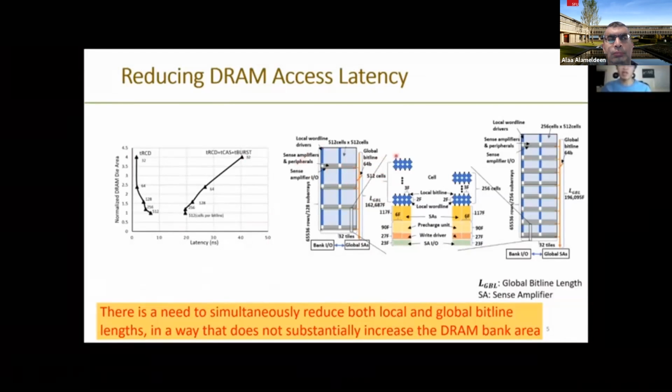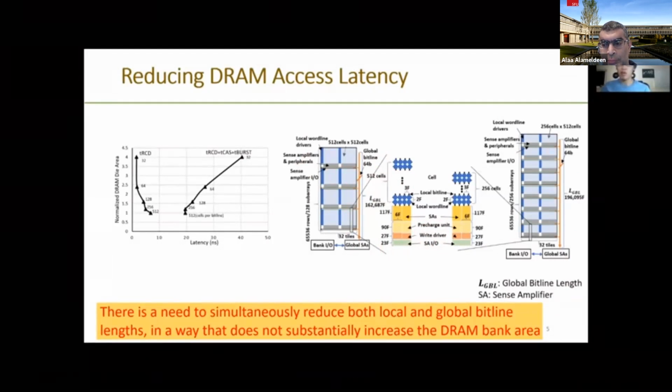Zoom in on the tile, and you can see the bit lines connect to the local sense amplifier, the precharge unit, write driver, and the sense amplifier I/O. The total length of this circuit block is about 1/4 of the bit line. This figure shows a 256 cells per bit line structure with the same bank capacity.